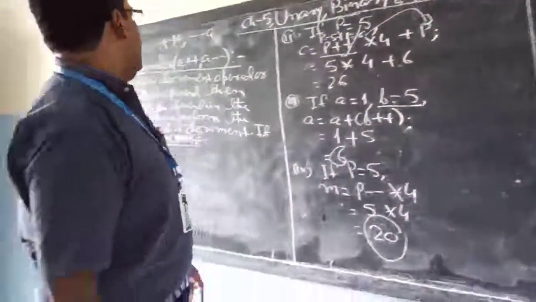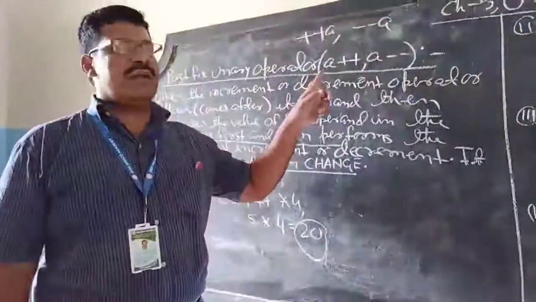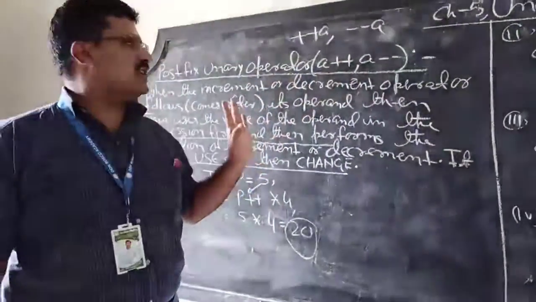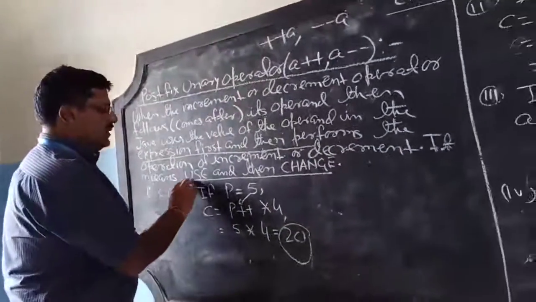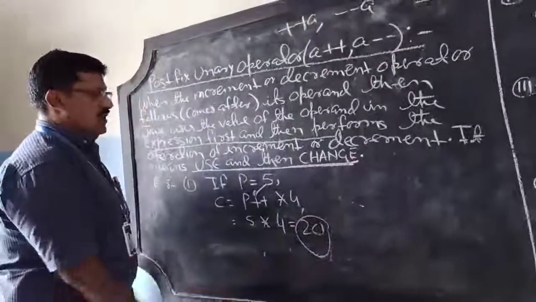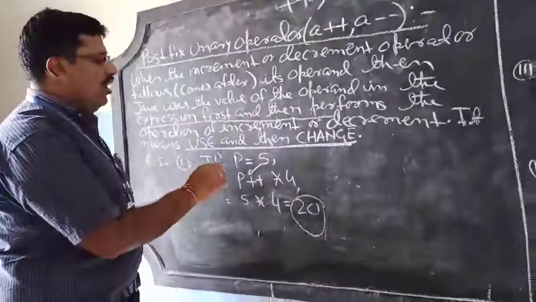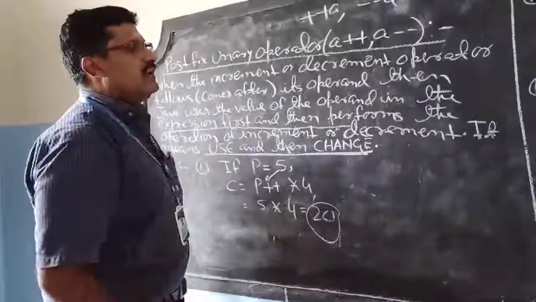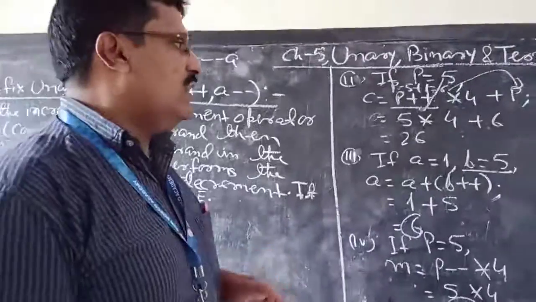So what have we learned today? Today we have learned the postfix unary operator. In the postfix unary operator, the plus or minus sign comes after the operand. It works on the principle use and then change. First it uses the old value, that is the initial value of the variable, and then increases or decreases it. So practice all these examples.